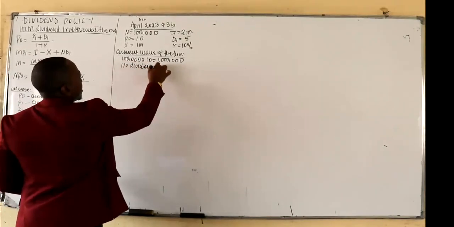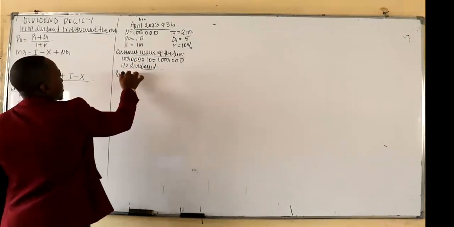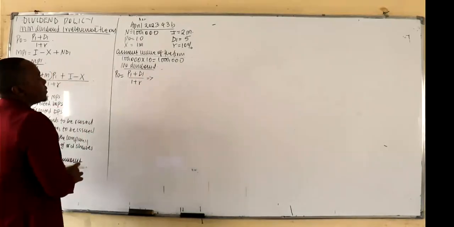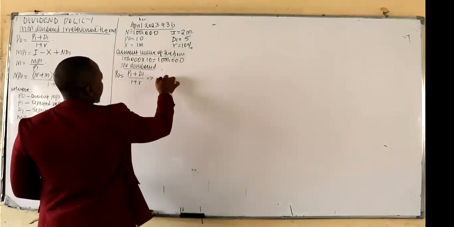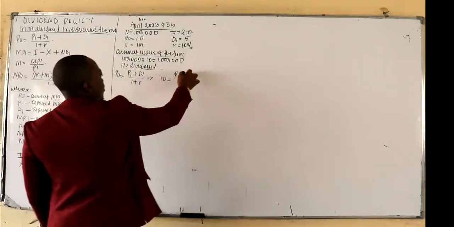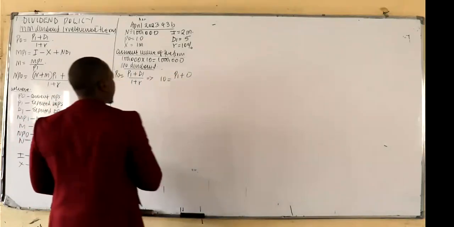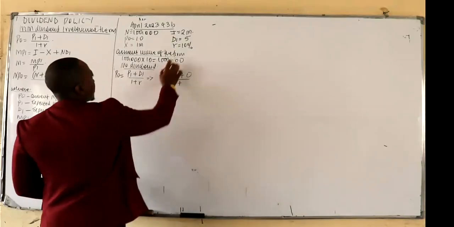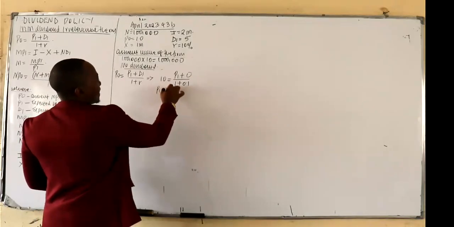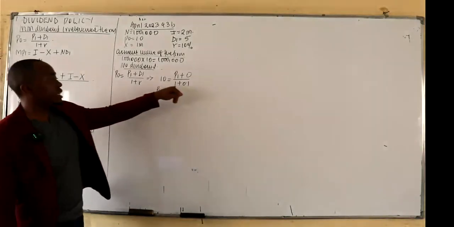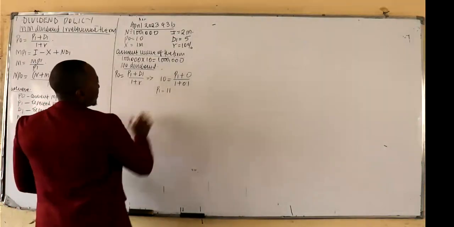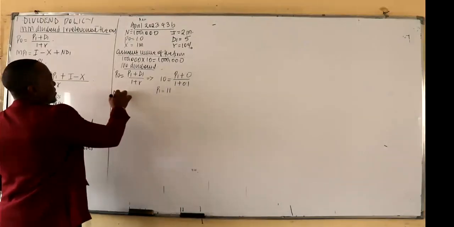So with no dividend, P0 is (P1 plus D1) over (1 plus R). P0 is the current market price per share, which is 10 shillings, equals P1 expected plus D1, which is 0. Of course, in this case, we are not paying any dividend, over 1 plus R, the cost of capital is 10%. So for P1, you just take 10 multiplied by 1.1, you get 11.